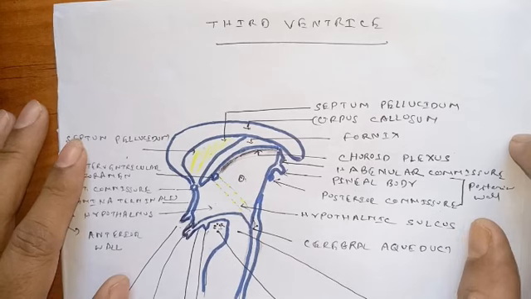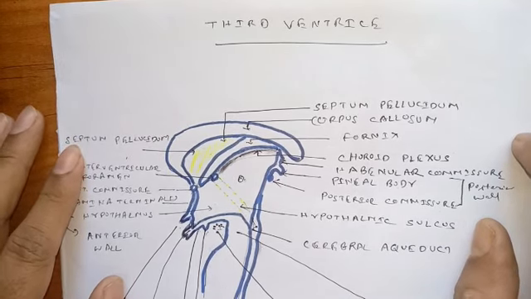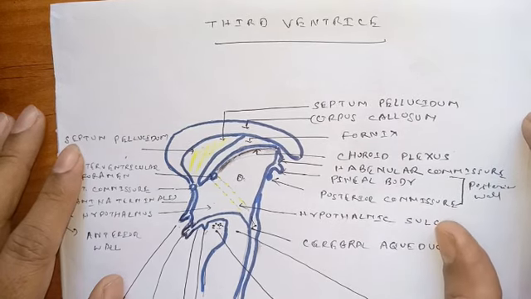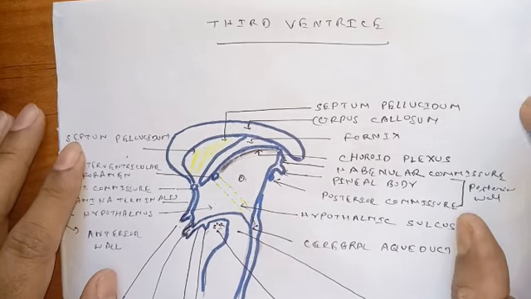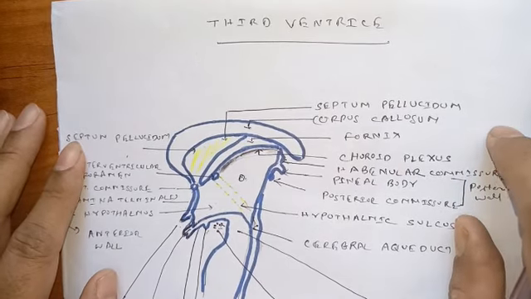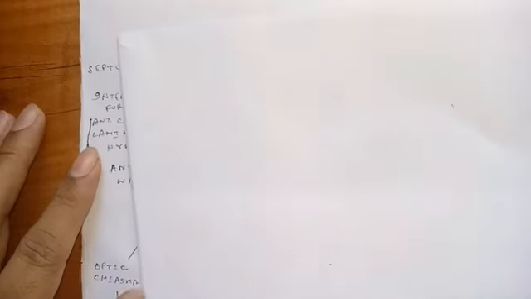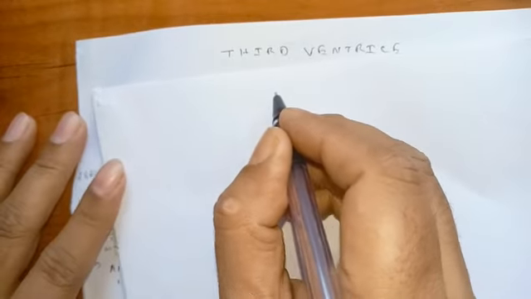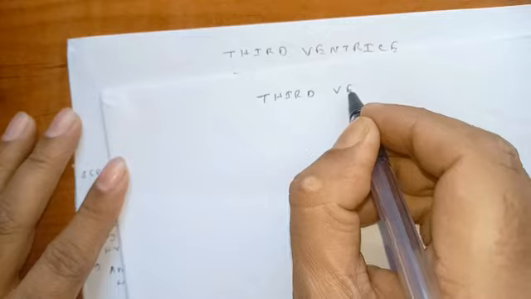The third ventricle is in between the two thalami, and the fourth ventricle is situated in between the pons and the medulla anteriorly and the cerebellum posteriorly. The third ventricle is a slit-like narrow space in between the two thalami. That is the third ventricle. I will discuss the third ventricle.